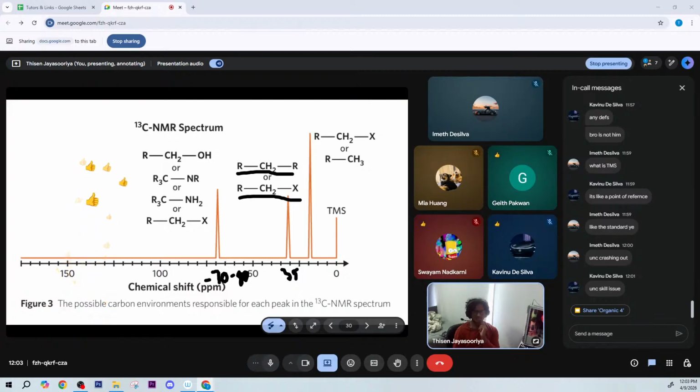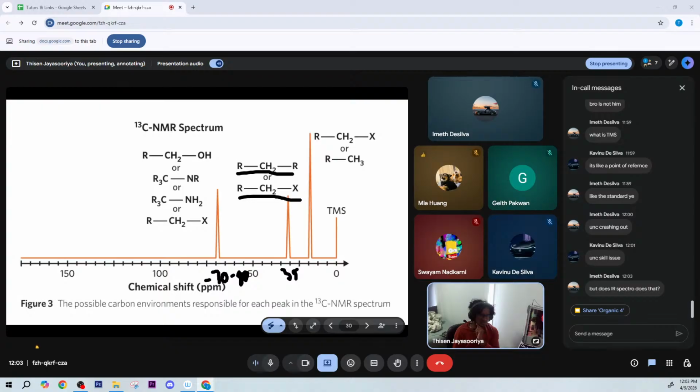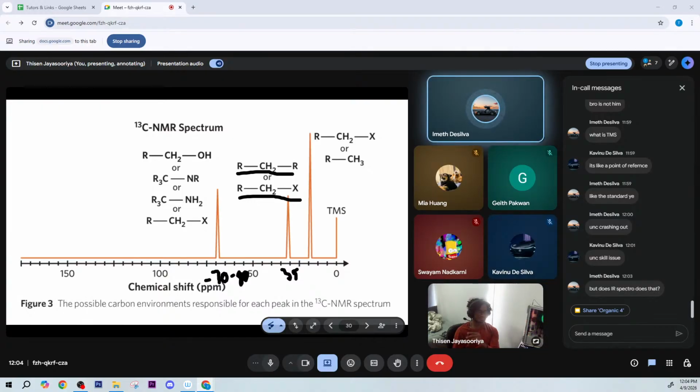What about Emes and Mia? What do you guys think? How does IR spectroscopy do that? What do you mean? We're not looking at the IR. No, I'm asking, doesn't IR spectroscopy do the same thing? No, it helps you determine the organic.